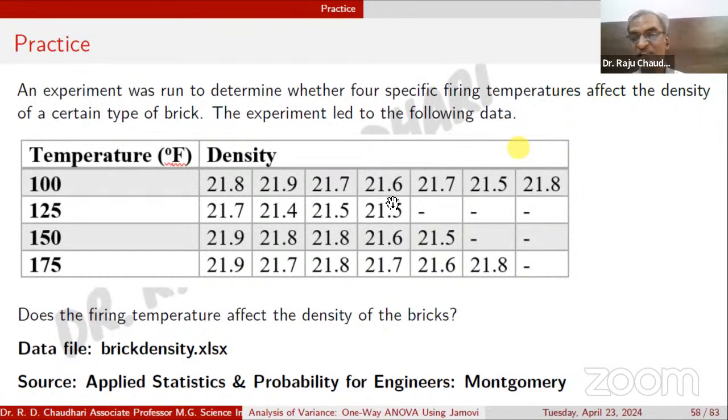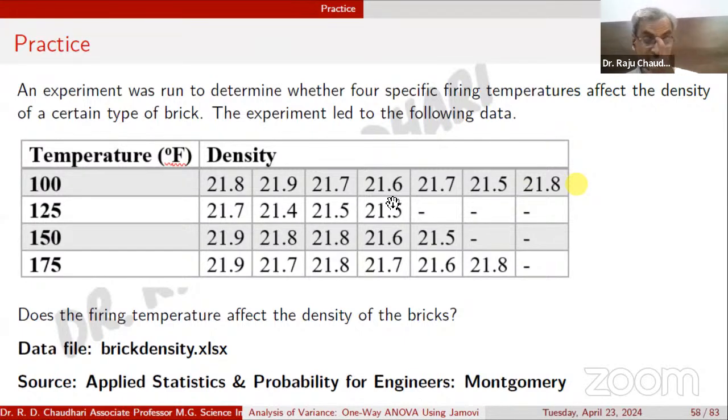Okay, Shubhasri says density and Dr. Ananga says temperature. See, in this case, the density of the brick depends upon the temperature. Okay, density depends upon the temperature, right? So depending upon the temperature, the density changes, right? So temperature is your independent variable and density is your dependent variable.